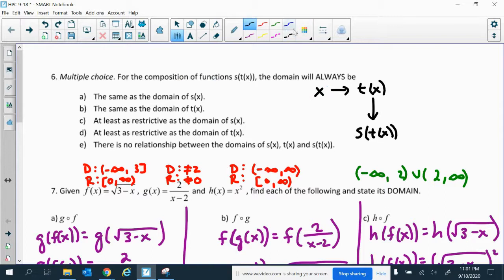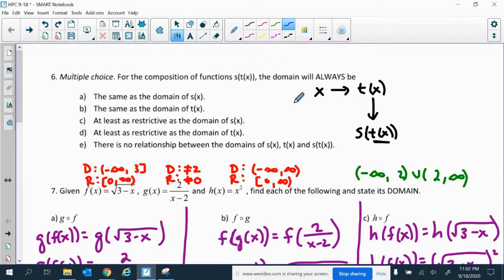If we have a function, s of t of x, and I substitute x into t of x, I'm going to get some y value. That y value becomes the new x value inside of s. And then whatever comes out of that is going to be the y value on the graph of s of t of x. So that's kind of important.